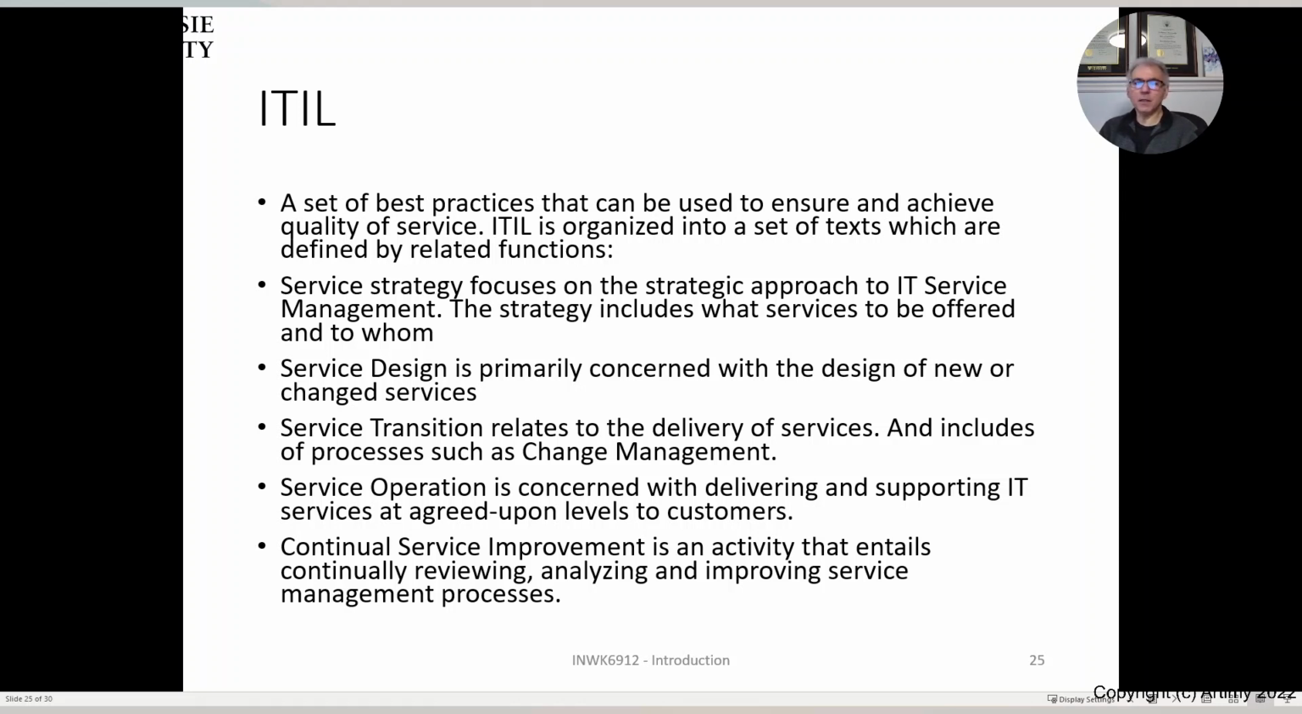If you are in the IT business, you probably need to look at the ITIL, and there are actually ITIL certifications that you can take if you want to pursue IT management jobs. And it divides the ITIL into certain texts. Each text describes related functions. So from the top to the bottom, we start with the service strategy, and the service strategy focuses on the strategic approach to IT services, or in this case, networking.